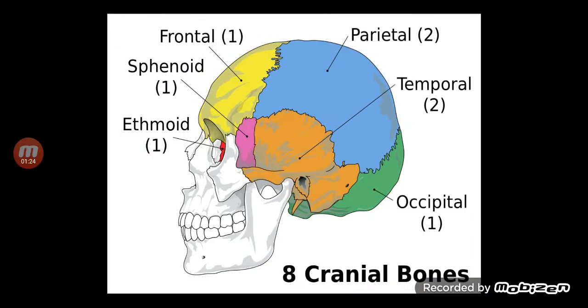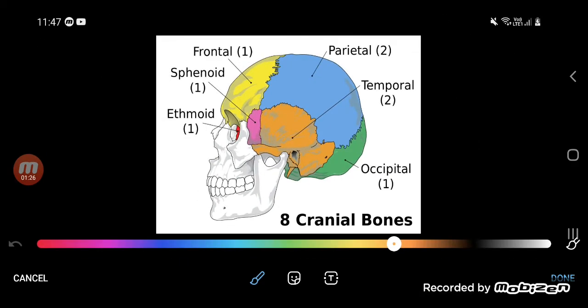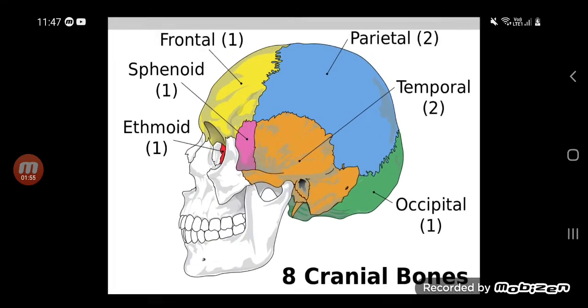So starting with the 8 cranial bones first, you can see the occipital bone here. It is 1 in number. Then we have the temporal bone, which is 2 in number. I have written the numbers in brackets. One is on this side, another one is on that side. And then we have the parietal bone, which is 2 in number again. Frontal bone, 1 in number. Then we have sphenoid, 1 in number. And then we have ethmoid. Ethmoid is also 1 in number. I have shown you the image of it.